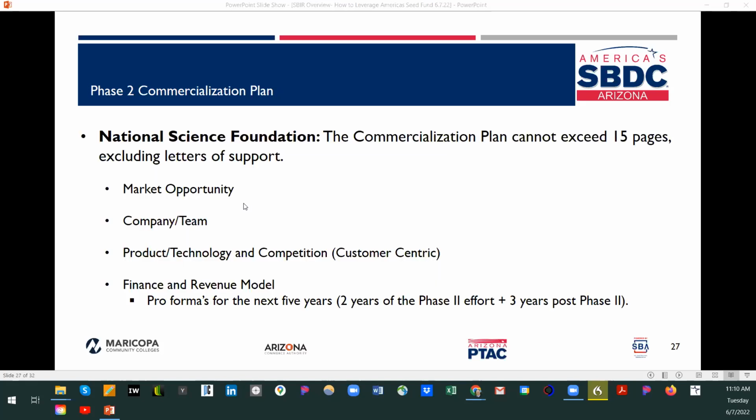And I'm going to talk about the Phase 2 commercialization plan for, let's say, the NSF, where I have a lot of experience. It's not to exceed 15 pages, but you've got to do a market section. You've got to talk about the company and the team. Is it an existing company? Is it a new company? How was it founded? Who is your team, and why is your team the right team? That whole validation, product, technology, competition, very customer-centric section. And then finally, a finance and revenue model section, which is a pro forma for 5 years. It's usually 2 years of the Phase 2, because Phase 2s are usually 2 years or so, and then 3 years post Phase 2, which is your commercial opportunity.